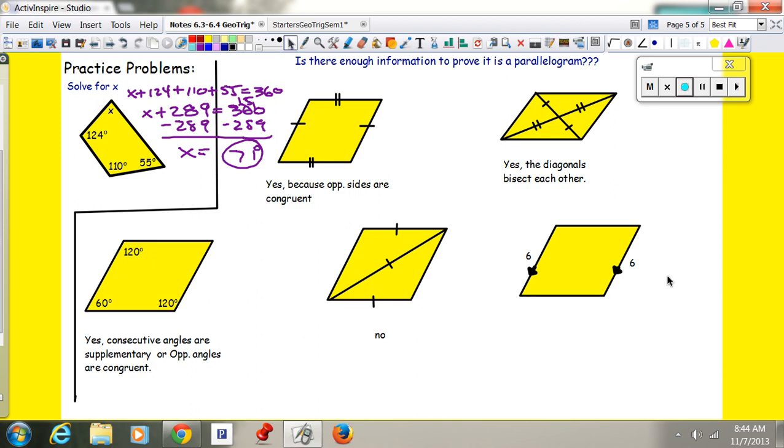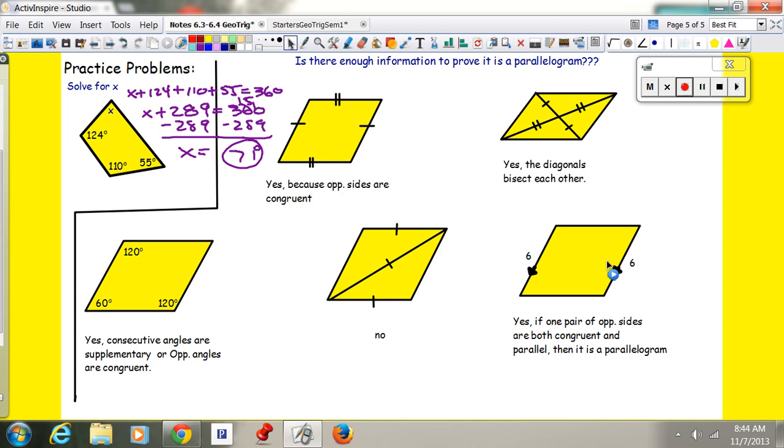What about the last one? You've got these are both 6 and they're congruent, all right, and they're parallel. If they're congruent and parallel, does that make it a parallelogram? Yes, that was the new theorem. If one pair of opposite sides are both congruent and parallel, then it is definitely a parallelogram.